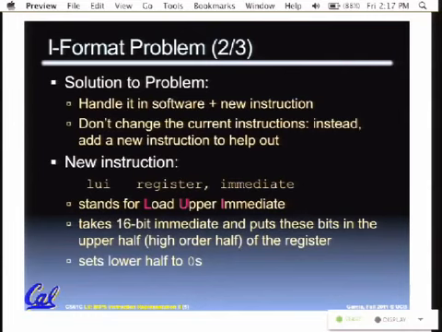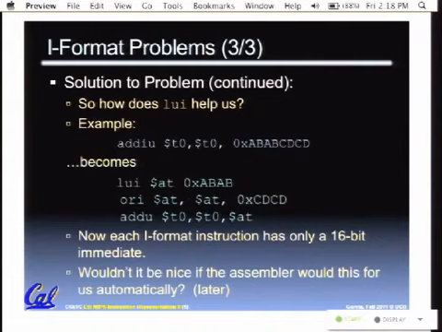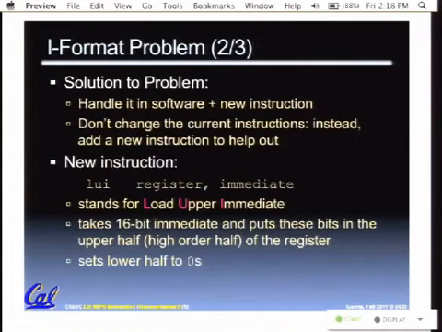So load upper immediate will just take those bits that you have in the immediate field and store them into the first 16 bits of the register. And then or immediate will take the logical or of each bit with that original register. And you end up having all of them in the same place. So any questions about that?